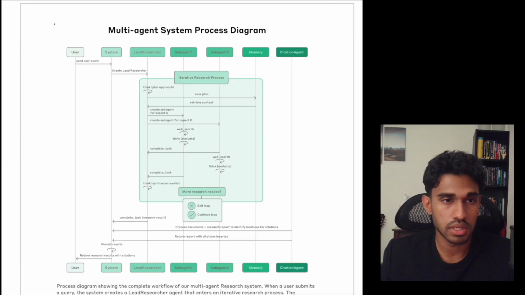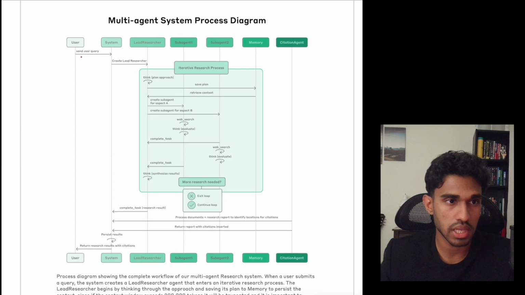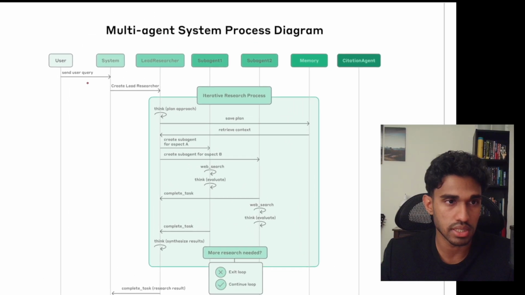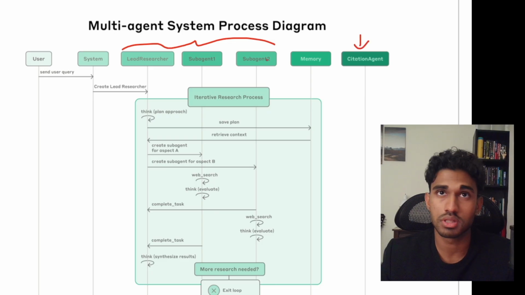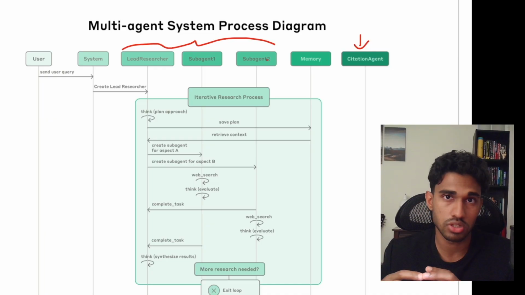So here we have the sequence diagram. And if you start from the left-hand side here, you can see the user will send its query. And you can see here we have the system with 3 different agents, actually 4, including this one. But we have a lead researcher. You can think of this as the orchestrator or the main agent that is driving this process. And then we have 2 sub-agents that basically perform the research.